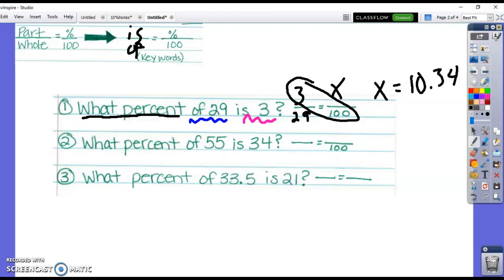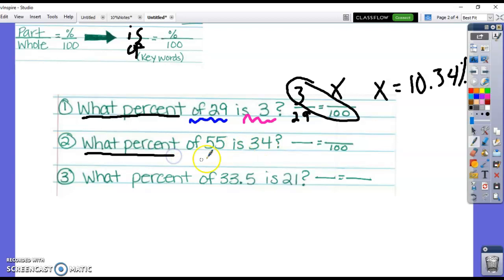All right. And we do need a label. What percent? So this would be 10.34%. So the only time we really need a label is when we're finding our percent. Okay? All right.